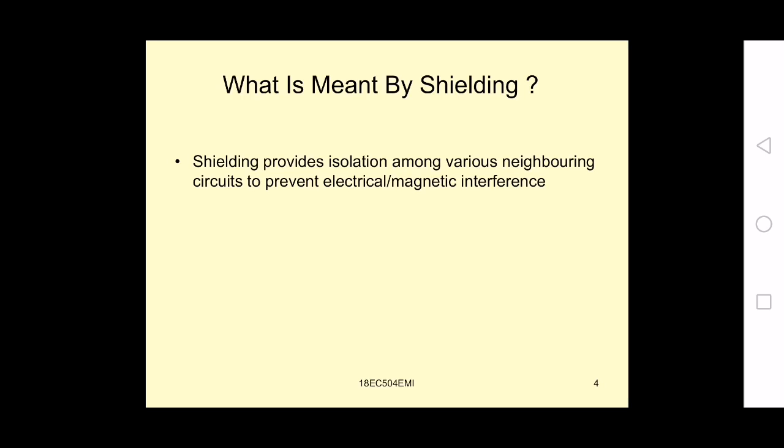So what is meant by shielding? Shielding means it is providing the isolation. Shielding means we are providing the isolation among various neighboring circuits to prevent electrical and magnetic interference. So what we are doing by shielding, we are providing the isolation between the adjacent or neighboring components to prevent the electrical or magnetic interference.